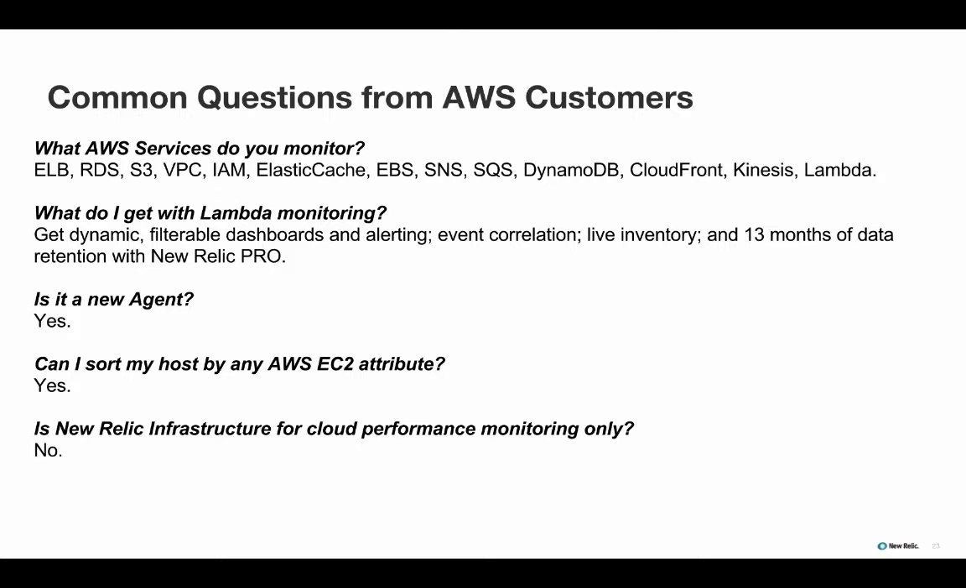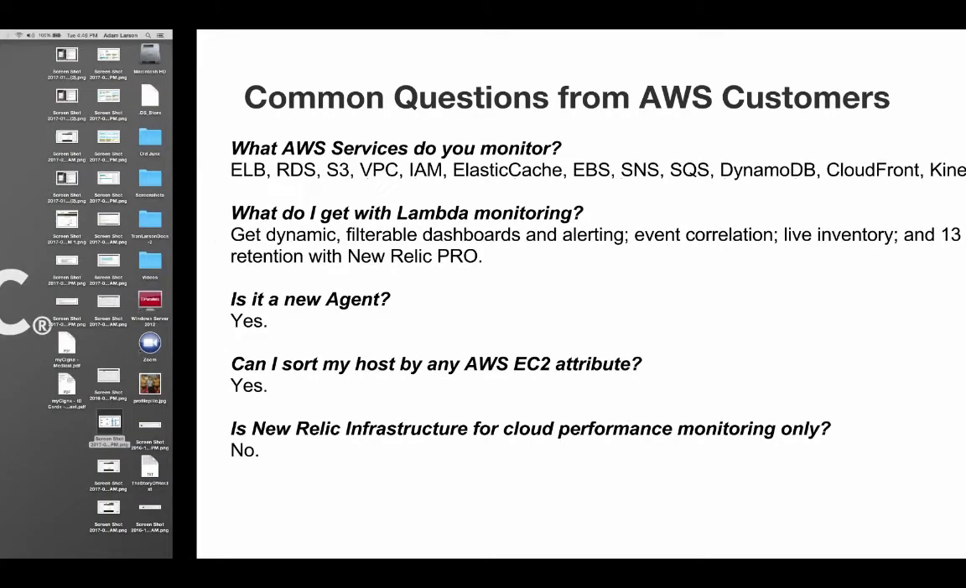Is it a new agent to the servers? Yes, it is. It'll be a separate install. It's just as easy, no dependencies. It's just a sudo apt-get, so it's a very dead simple install process, but it is a separate agent. Can you sort by any AWS EC2 attribute? Yes, we will pull them all in, and like I said, you can actually do custom attributes as well, so sky's the limit there. And is New Relic Infrastructure cloud performance monitoring only? We talked about this a little bit, but I just really want to emphasize, we talked a lot about AWS, but if you have on-premises systems and you're running a hybrid architecture, you can work on either one. Doesn't matter at all. So with that, I will jump into the Q&A.